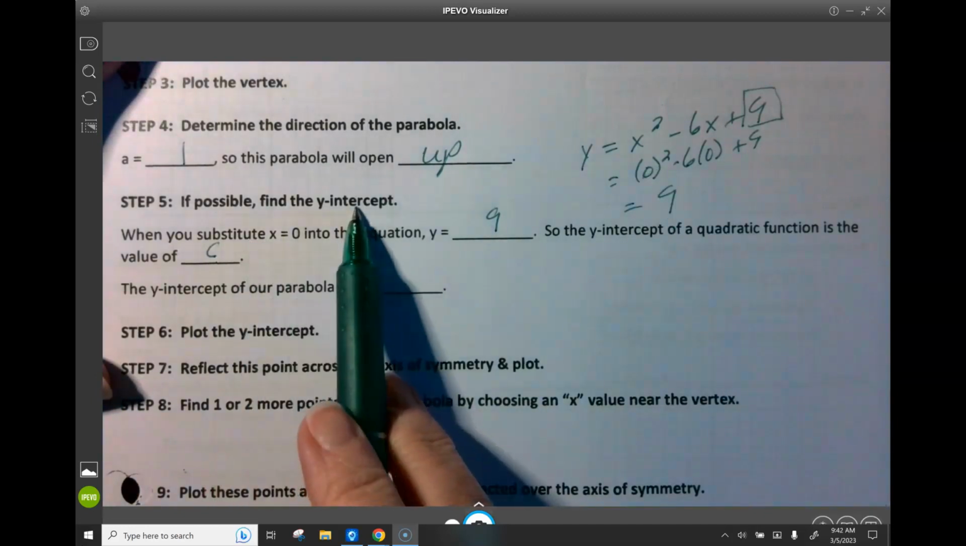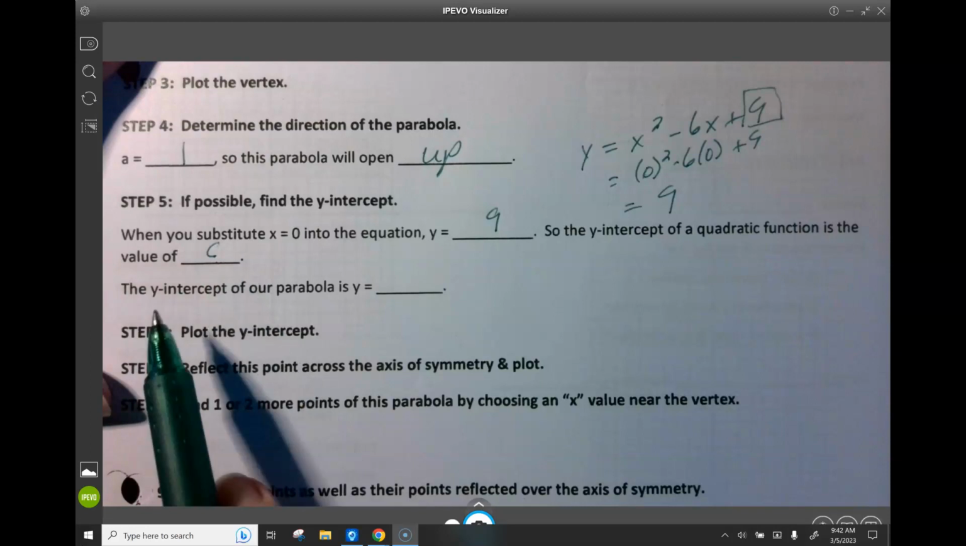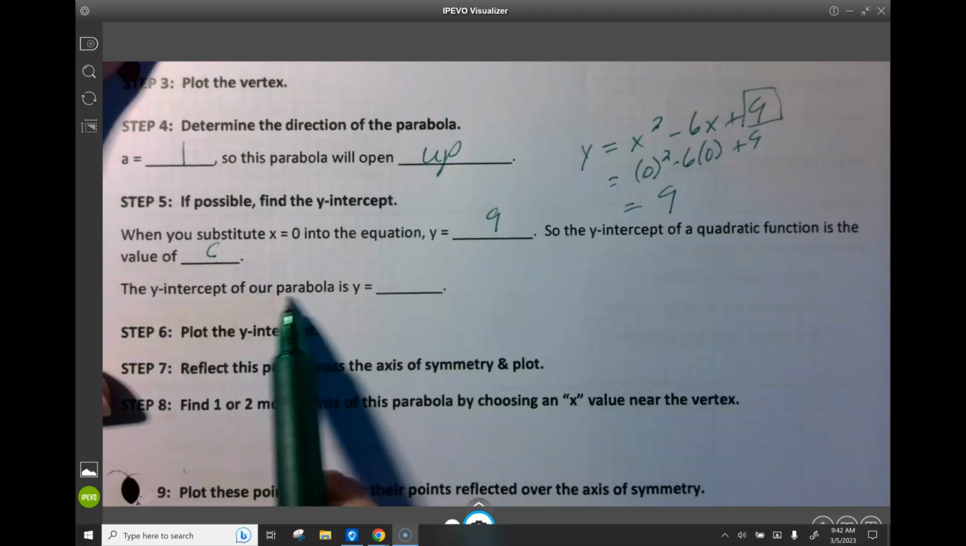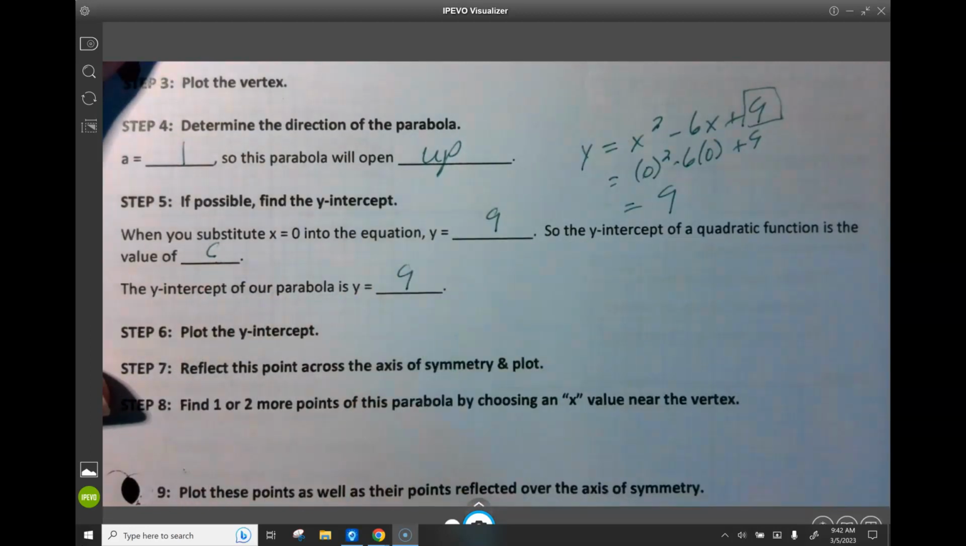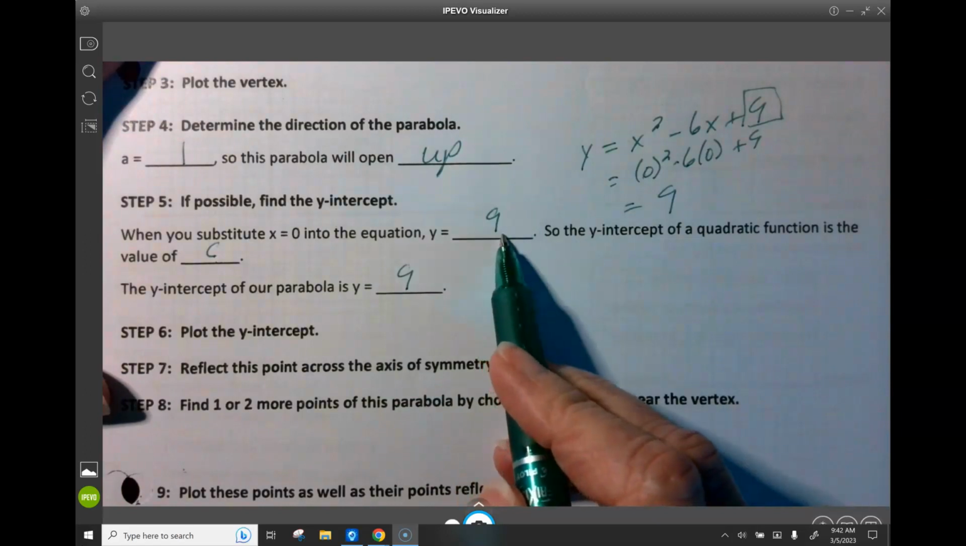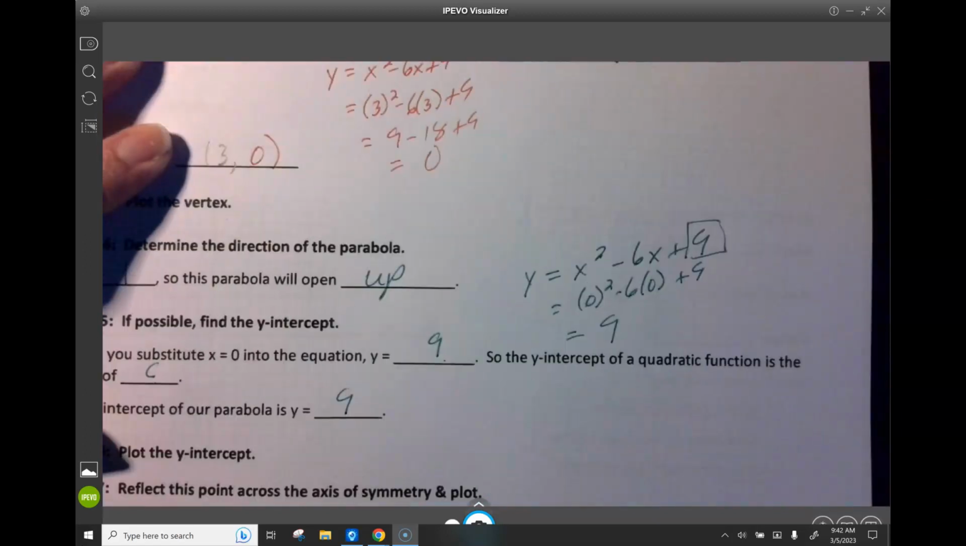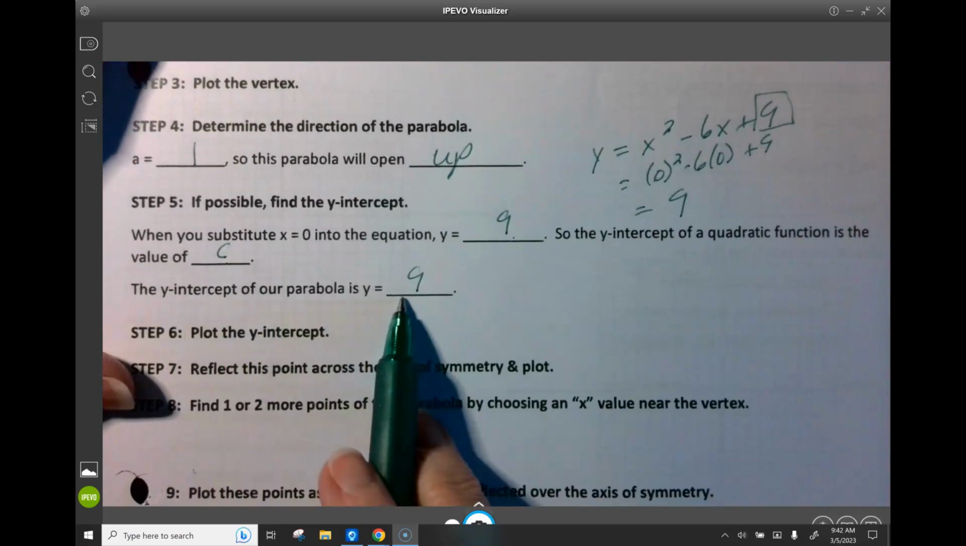Always remember how to find the y-intercept. If you remember it's c, that's great. So the y-intercept of our parabola is 9. Moving on, I'm going to plot the y-intercept at 9.